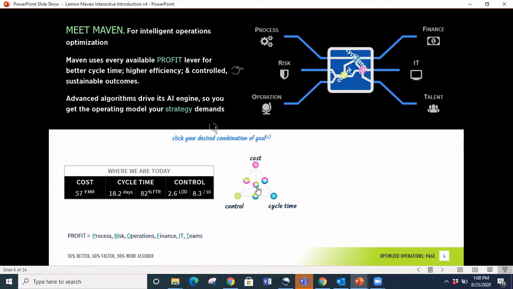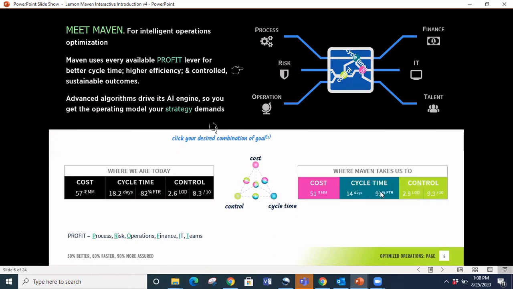If the business goal is to balance all these three together and get optimization benefit across all these three, Maven will show them the path to do that by delivering value across all these three, and showing them a layered approach of doing these three across PROFIT.